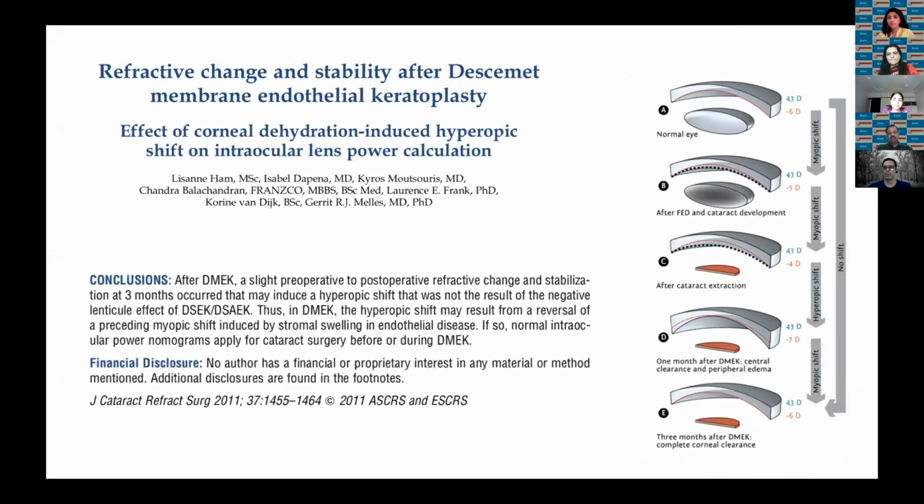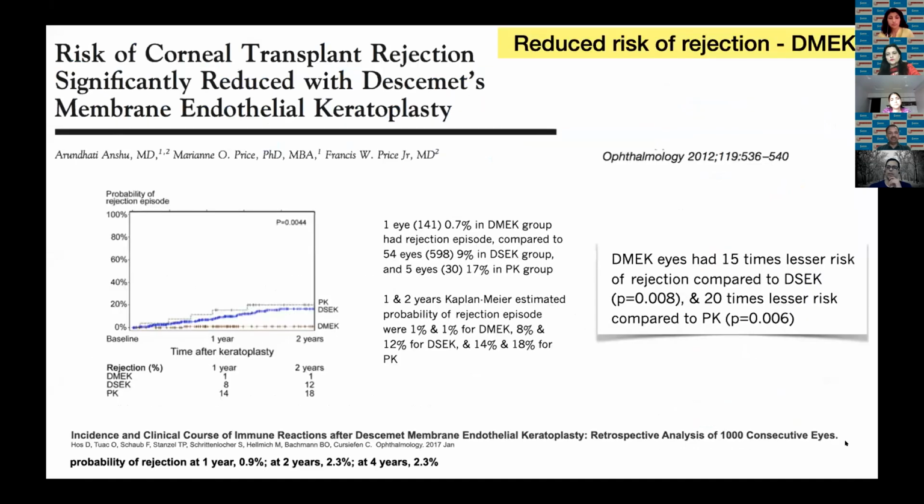And this interesting paper from Gerrit Melles published in 2011 tried to explain why you don't see a refractive shift after DMEK. Because of the induced edema, you have changes in the posterior curvature, which induce a little bit of a myopic shift. In the immediate postoperative period, because the central corneal edema clears faster, you get something like a hyperopic shift because the posterior curvature becomes a little bit steeper as the peripheral edema is still present. But over a period of 2 to 3 months, as the edema settles down, this hyperopic shift also goes away. So you see a minimal hyperopic shift.